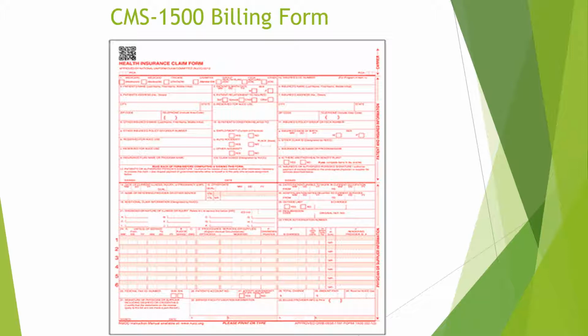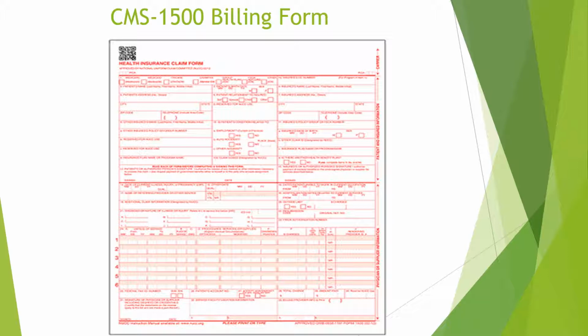Boxes 7 and 8 are fields that are not required. Boxes 9, A through D is also not required. In box 10, A through C is not required. Box 10D is not required. Boxes 11, A through B is not required. So as you can see, there are quite a few boxes in here that are not required to fill out to get your claim submitted.